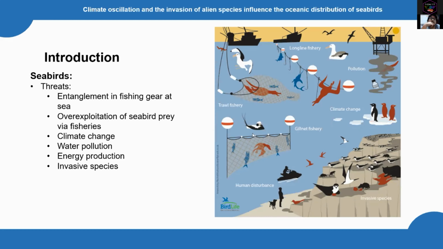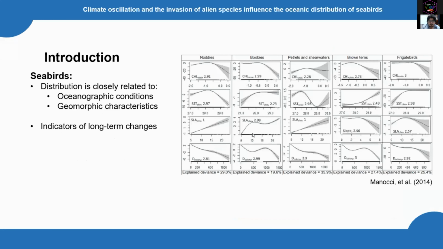Invasive species is one of the problems that has been well studied on land, however, not in the ocean. And that's why we need to figure out some more information about this. In general, seabird distribution has two main drivers. They are related to oceanographic conditions and geomorphic characteristics. These two conditions are important because they define where productivity and seabird prey are located. And also, because of this, seabirds are good indicators for long-term changes.